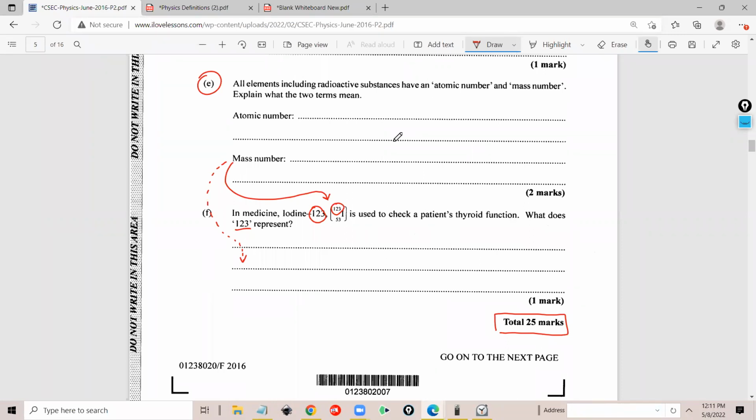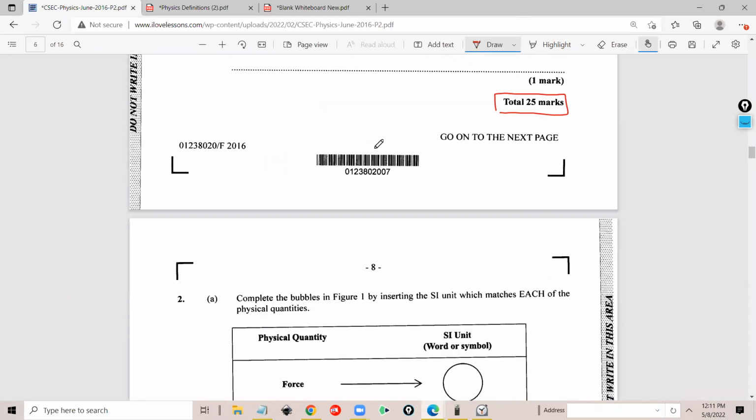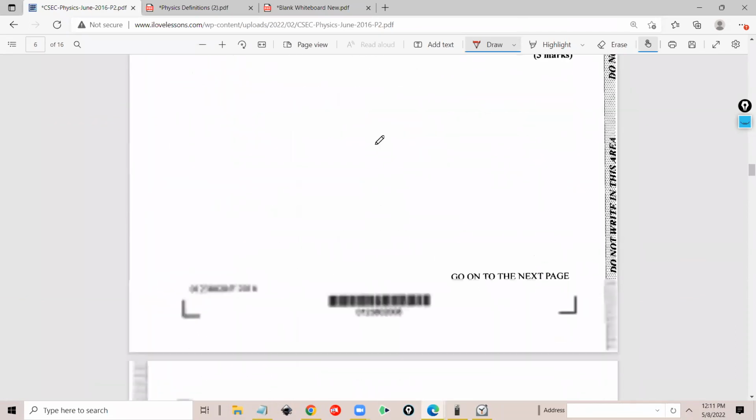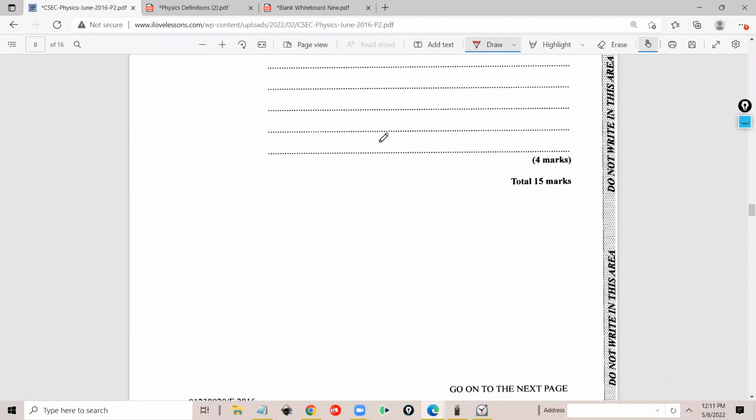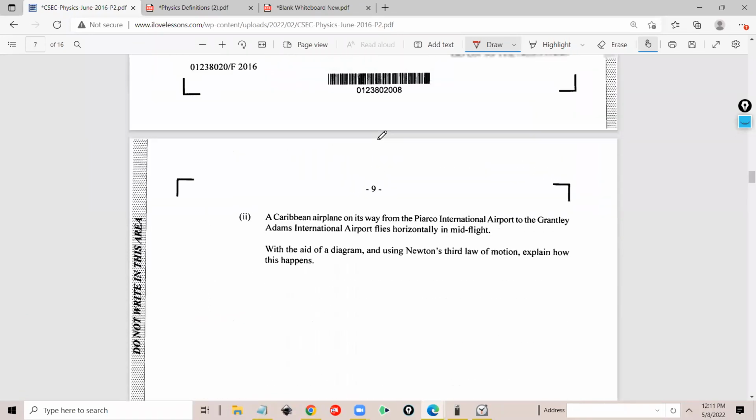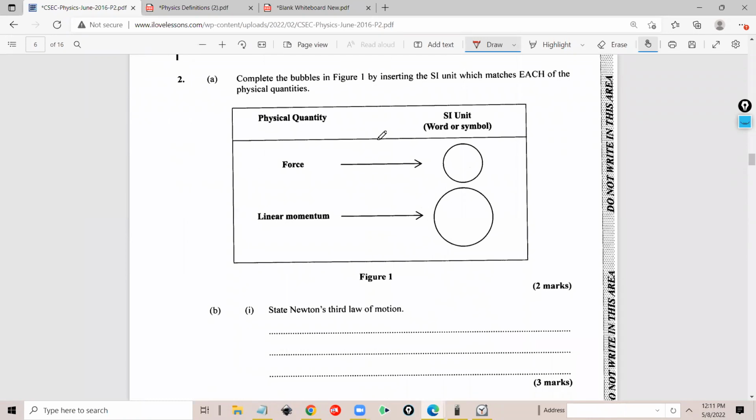So let's move on. Let's take a look at the next question here. So let me just scroll through. All right. So I'm going to give you 10 minutes with question 2, only question 2.